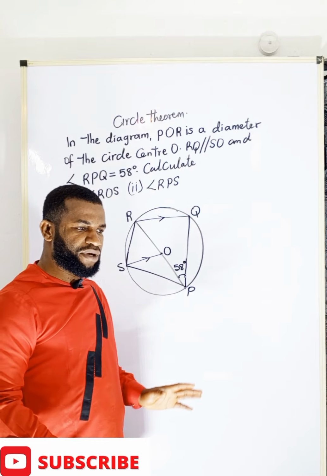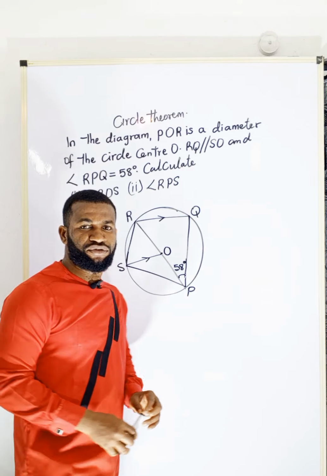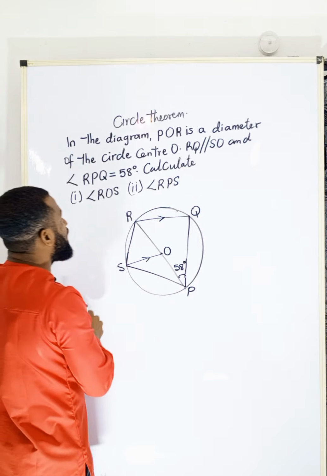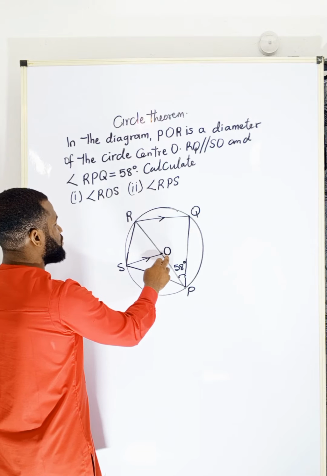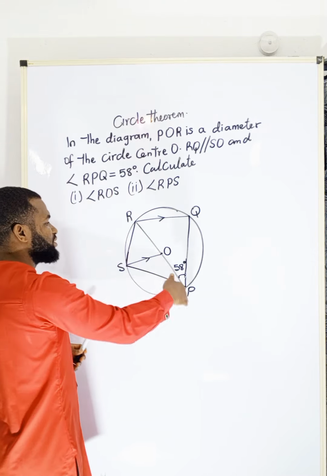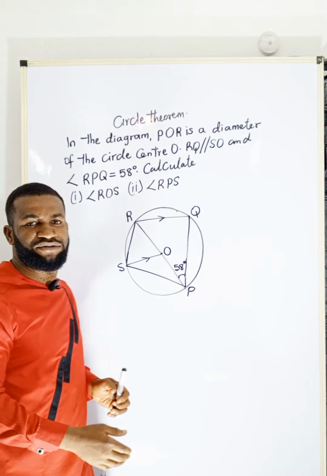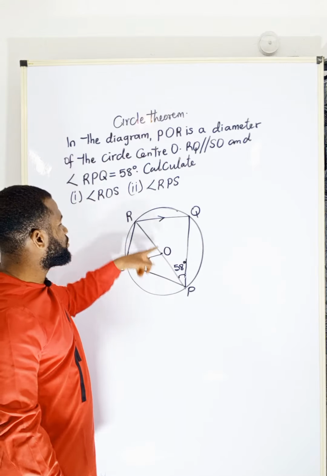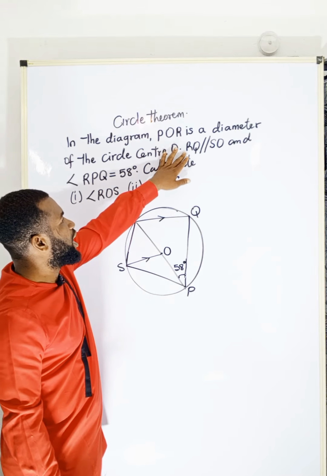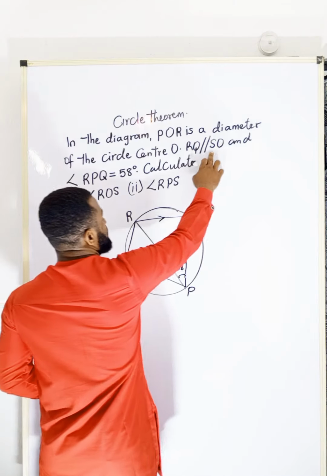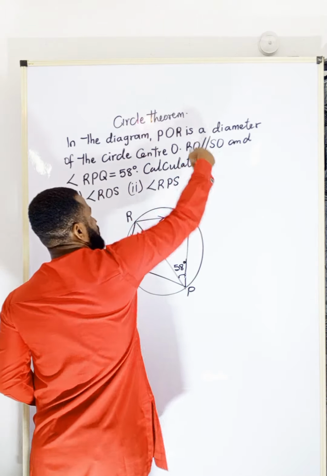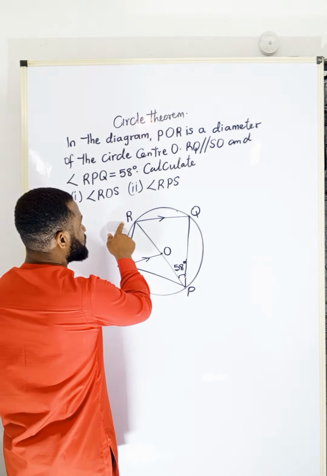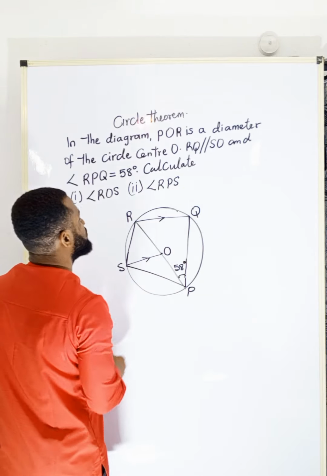Let's look at this circle theorem and try to solve it. Now they say that in the diagram, POR is a diameter. That means this line is a straight line that passes through the center of the circle. Then it is the diameter of the circle with center O. This is the center of the circle. Then RQ is parallel to SO. Whenever you see these double slash lines, it means parallel. So RQ is parallel to SO.